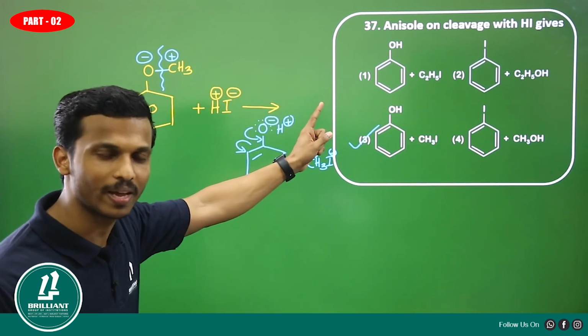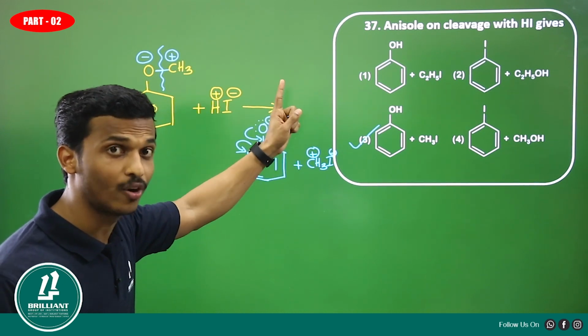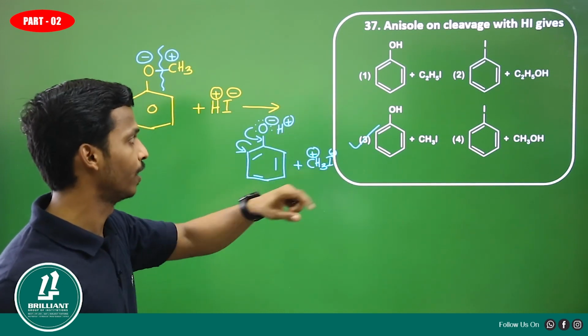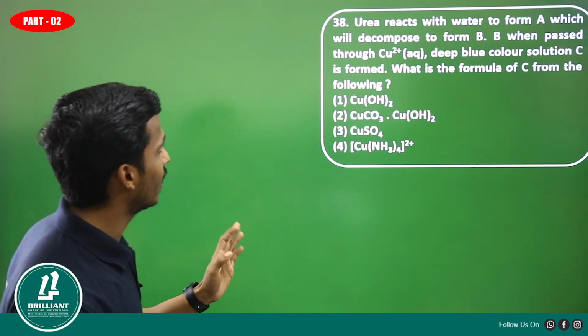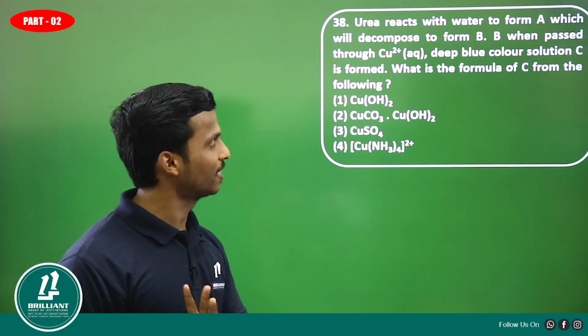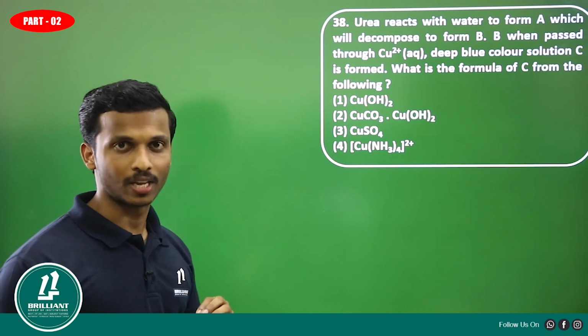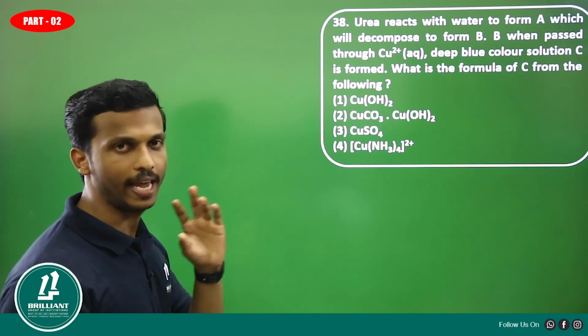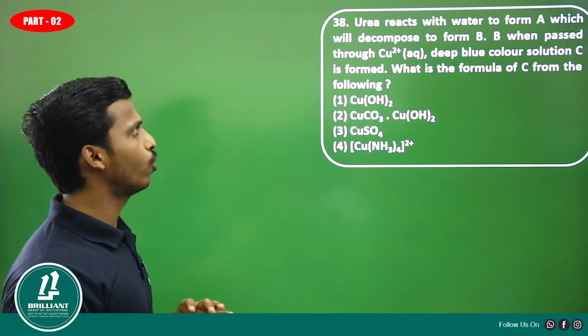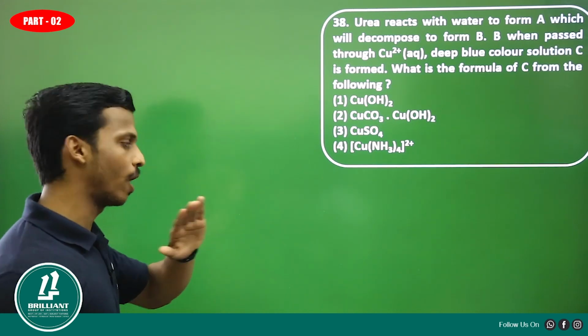Question number 37, chapter alcohol, phenol and ether. Answer is third. Hope you get the idea. Let's go to question number 38. Urea reacts with water to form a compound A, which will decompose to form B. Let's proceed one by one.